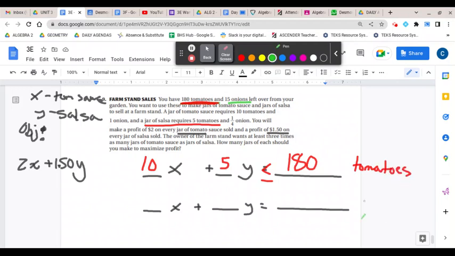Our second equation, now let's work with onions, because that's our other input. Again, we cannot put onions and tomatoes within the same equation because they're 2 different kinds of units. We have 15 total onions left over, and so we'll go from there. So a jar of tomato sauce is 10 tomatoes and 1 onion, so 1 onion for a jar of tomato sauce. A jar of salsa is 1/4 of an onion.